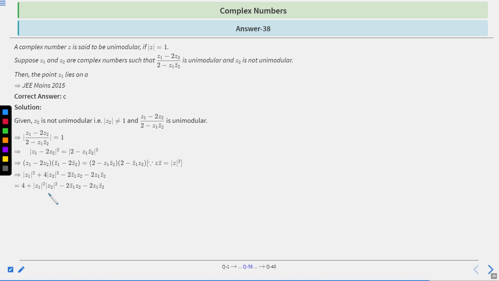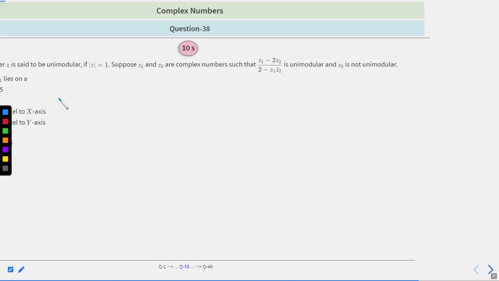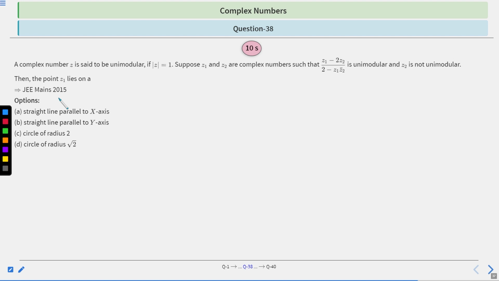4 plus mod z1 square into mod z2 square minus 2 z2 z1 bar z2 bar minus 2 z1 z2 bar. So it can be written like this: mod z1 square minus 1 into mod z1 square minus 4, right? Mod z2 square minus 1 into mod z1 square minus 4. And we all know that mod z2 is not equal to 1, right? So mod z1 will be equal to 2, right? So z1 will be x plus iota y, which is x square plus y square equal to 2 square. We know that mod z1 equal to 2 is the locus of a circle having center 0, 0 and radius 2, right? So z1 lies on a circle of radius 2. So option C is the right choice.